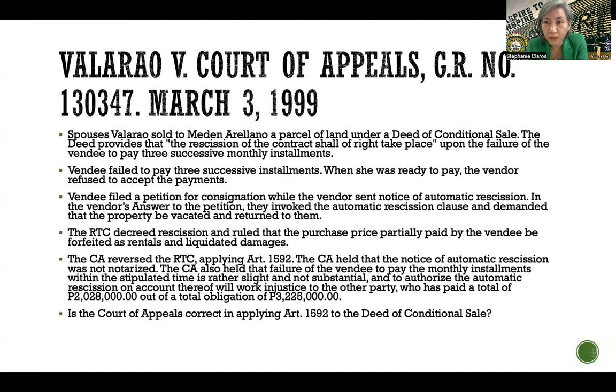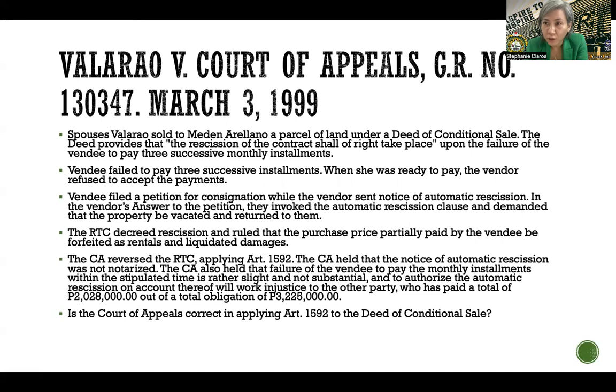So it turns out that the vendee indeed failed to pay 3 monthly installments. And when the vendee was ready to pay, the vendor already refused to accept the payments. The vendee filed a petition for consignation, but the vendor sent a notice of automatic rescission. And in the vendor's answer to the petition for consignation, the vendor invoked the automatic rescission clause and demanded that the property be vacated and returned.